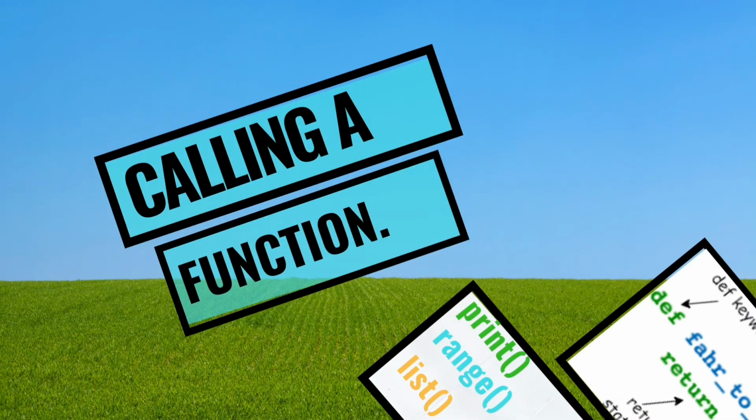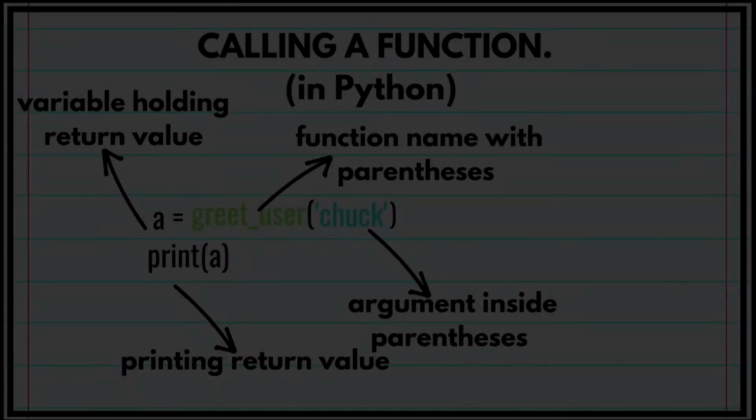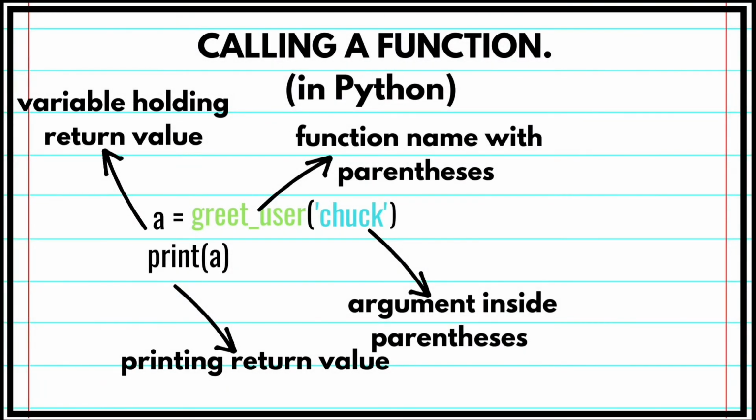Calling a function in Python. We call a function in Python using the function's name followed by parentheses. Within parentheses, we pass arguments. An argument is information which we pass to a function to do its job. The number of arguments passed to a function is equal to the number of parameters defined while creating that function. Function name with parentheses and arguments altogether is called a function call.